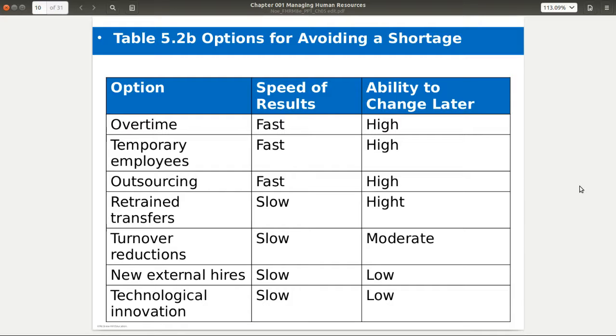There are some things that are pretty quick as far as avoiding the shortage. In other words, getting everybody to work overtime. It makes it real easy to change down the road. However, it also causes more stress as far as the people are concerned.